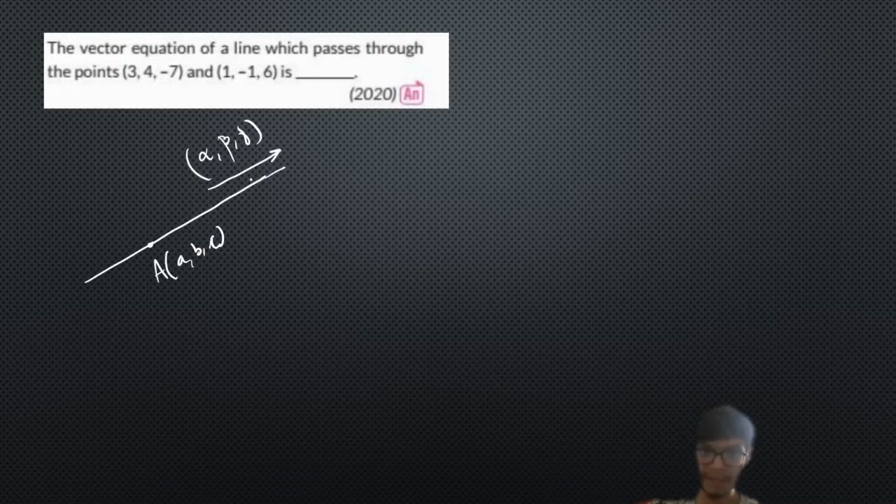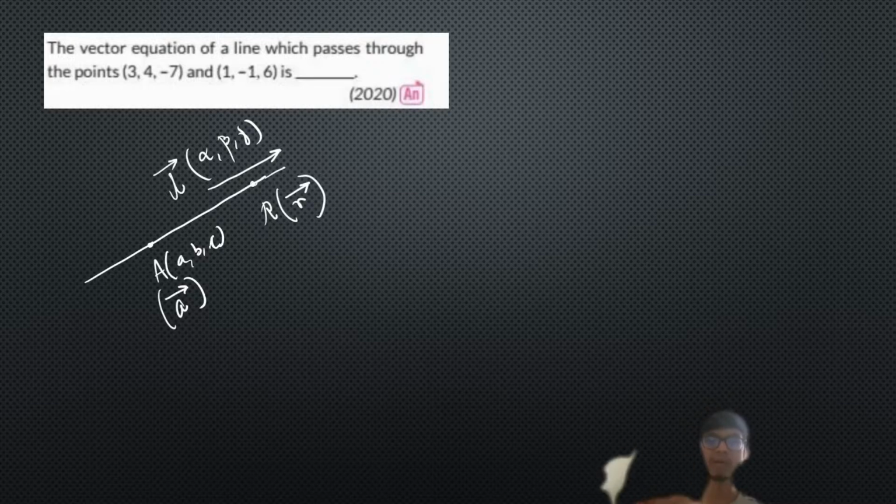The simple way is to consider any random point on this line, and let us consider the position vector of that point as r vector. I can also write the position vector of a known point as a vector. And I can call the direction ratios the L vector. This line is directed along some particular vector, right?